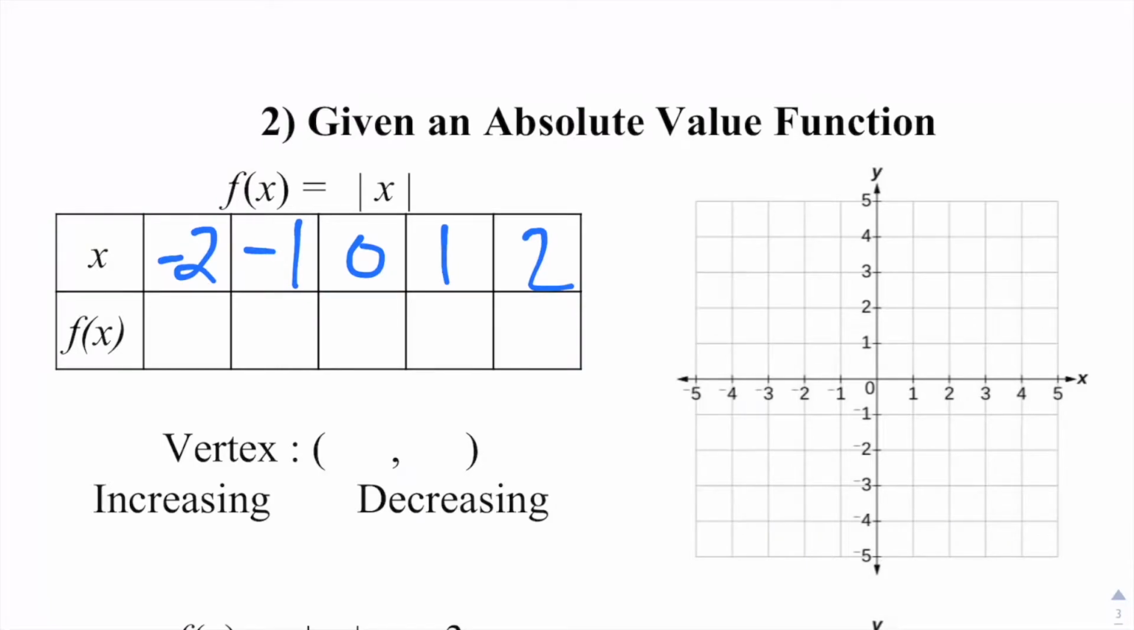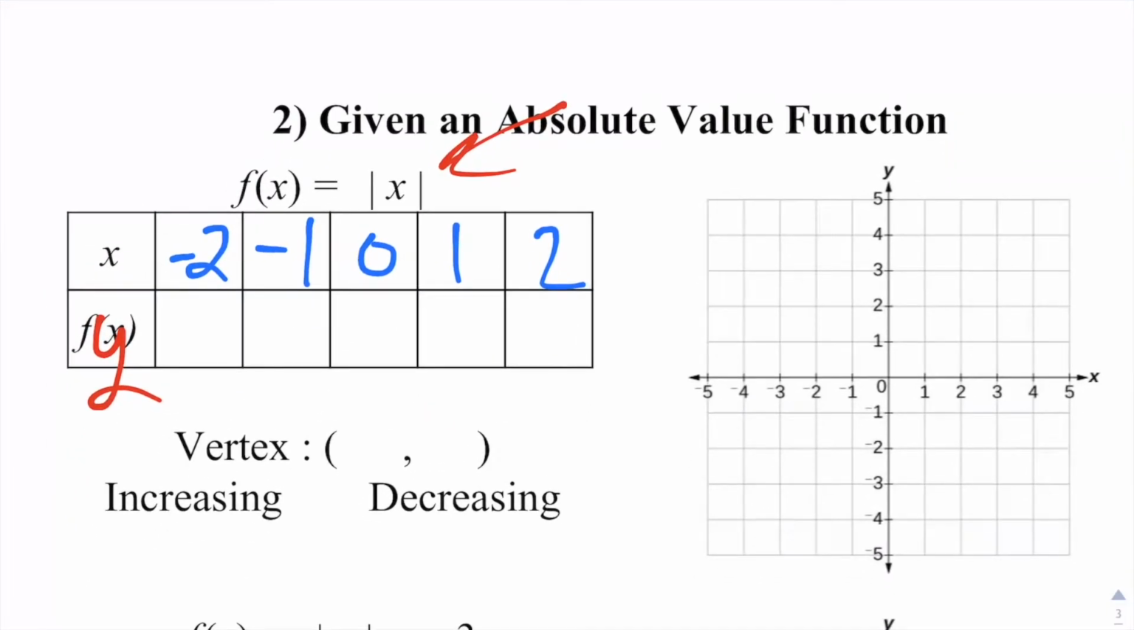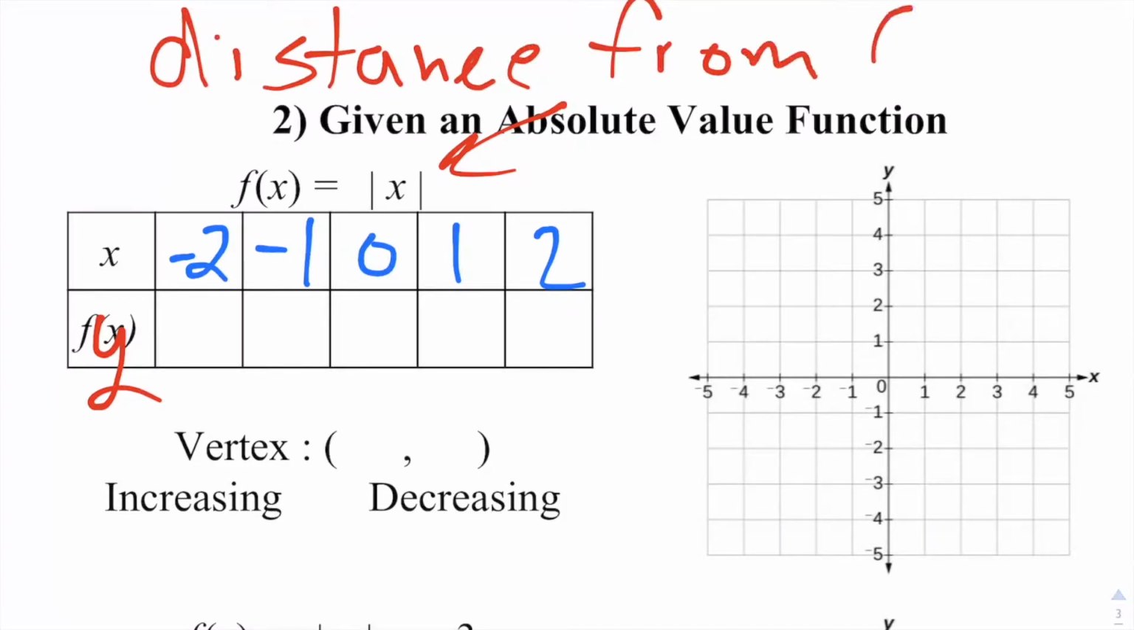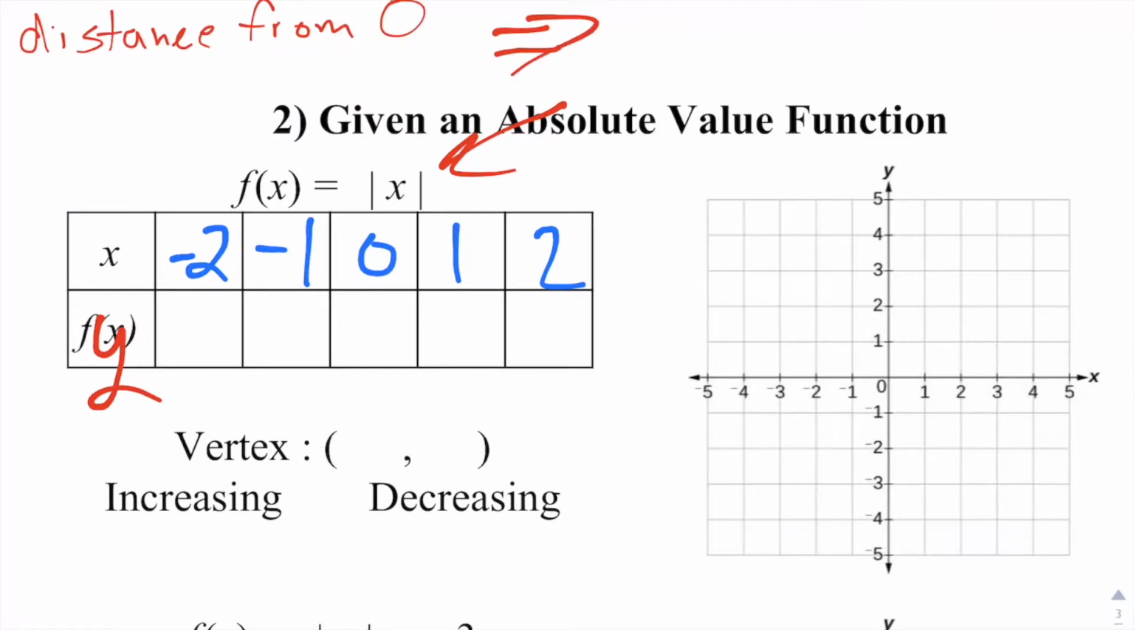If I plug in -2 into my absolute value function, and remember, f of x is just a fancy way of doing y for my output. An absolute value, if you remember from middle school, is just a distance from 0. It's noted by the bars like this on the side. All that means is how far is that number from 0. So if I plug -2 into my absolute value function, well, -2 is 2 away from 0 on the number line. The absolute value of -2 is just 2.